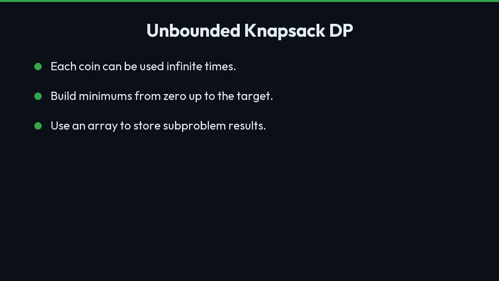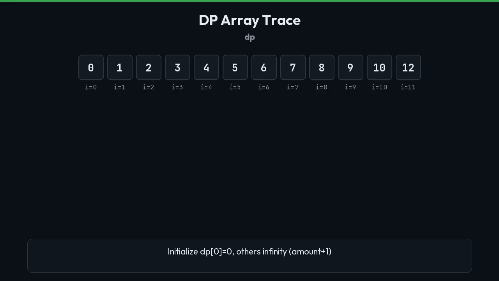to the target amount. Let us trace the array for amount 11 with coins 1, 2, and 5. We start with dp[0] equal to 0 and all other entries as infinity. When we process coin 1, every index i becomes i because we can just use ones. When we process coin 2, we update indices like 4 by taking the minimum of its current value or dp[2] plus 1. Finally, for coin 5, we check if using a 5 reduces the count for 11 by comparing dp[6] plus 1 against the current dp[11].